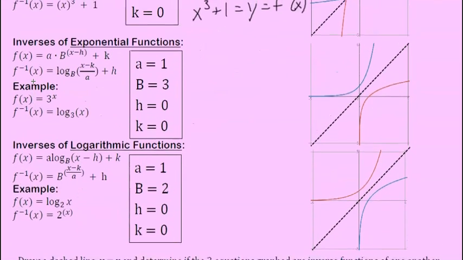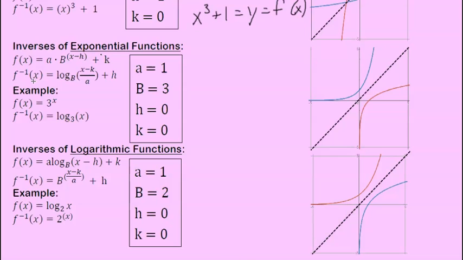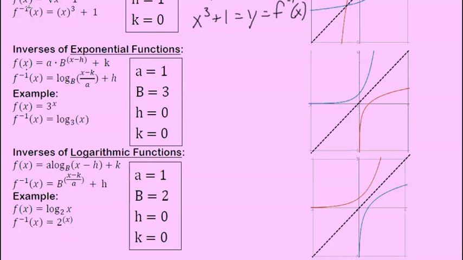Okay, now let's look at inverses of exponential functions and logarithmic functions. So we're given the function f of x equals a times b to the x minus h power plus k. And then the inverse, the opposite, would be f inverse of x equals log base b of x minus k all over a plus h. We're given the example f of x equals 3 to the x power. The opposite of that would be f inverse of x equals log base 3 of x.